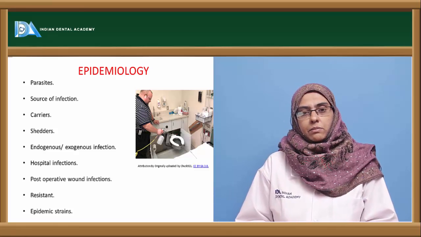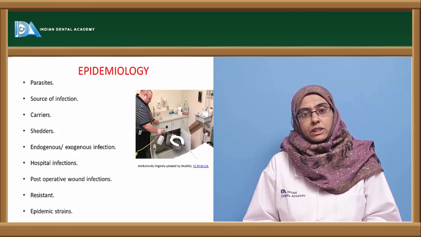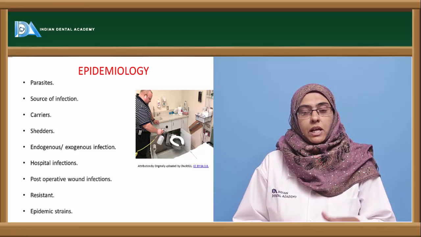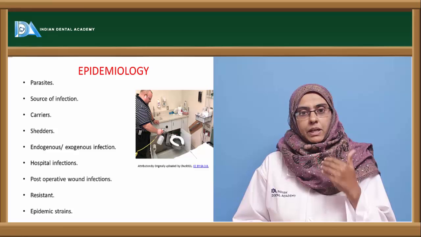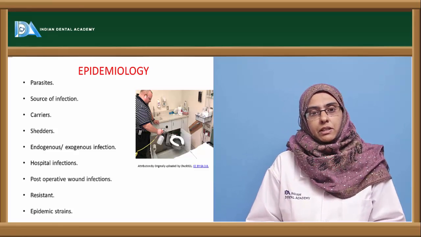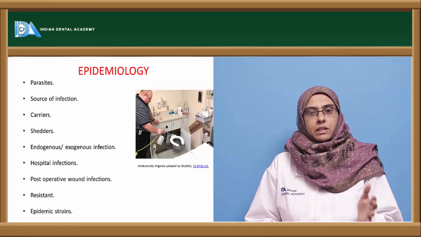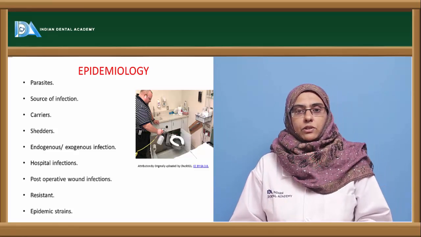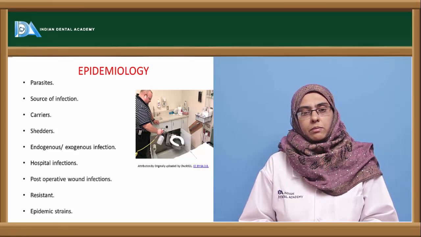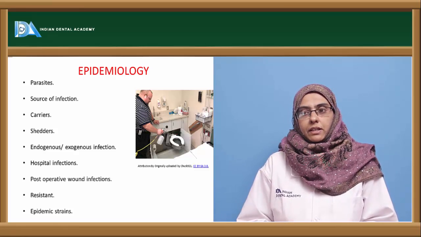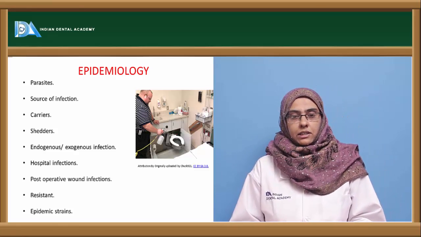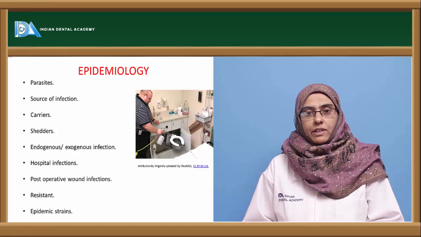This organism can cause either endogenous or exogenous infection. Endogenous infection occurs because, due to the breakdown of the immune response, this organism can become an opportunistic pathogen and cause infection and can be transmitted to another person. Exogenous is from the external environment. And these organisms are mostly involved in post-operative wound infections, and they are the ones involved in cross infection in the hospital.